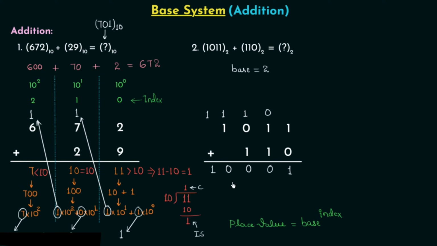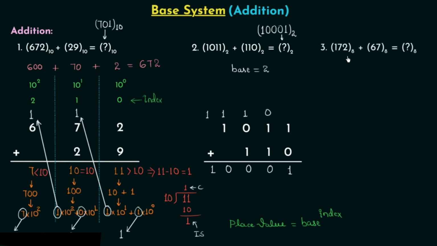So in this way we have 10001 in binary as the result of this addition. We have 10001 in binary as our answer. And I hope you now understand how to use the divide by base method when we have binary addition. Let's move on to our third addition.